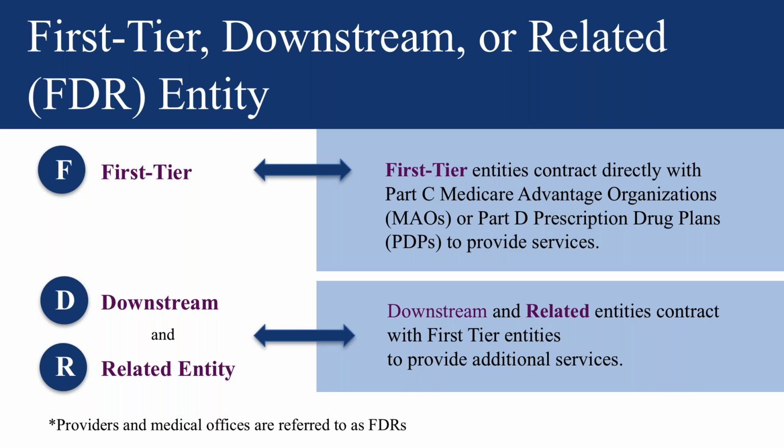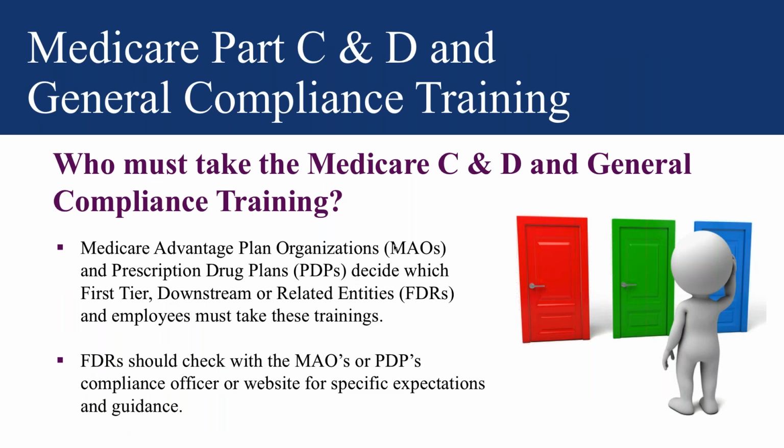So let's go ahead and take a look at a few scenarios and see exactly how CMS determines who should be taking which training and who may be exempt from certain, but not all, training requirements that CMS requires. All right, so here's the bottom line. According to CMS, Medicare Advantage and prescription drug plan, or those Part C and D sponsors, are the ones that get to decide what corporate compliance, fraud, waste, and abuse training those first tier, downstream, and related entities take. Again, those are referred to as FDRs. So they are deciding which training those FDRs must take to ensure compliance with their plan.